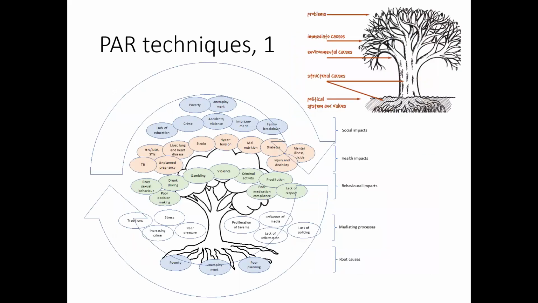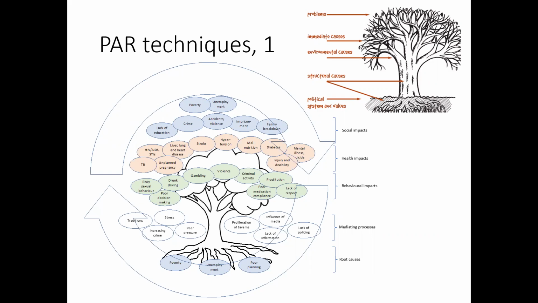The first technique is a problem tree. On the roots part of the tree, we have political system and values. These are the root causes, and some of the examples that were identified are poverty, unemployment, and poor planning. And on the stem level, we have mediating processes, and these are the structural causes. Some of the examples which were shared are stress, peer pressure, influence of media, lack of information, lack of policing.